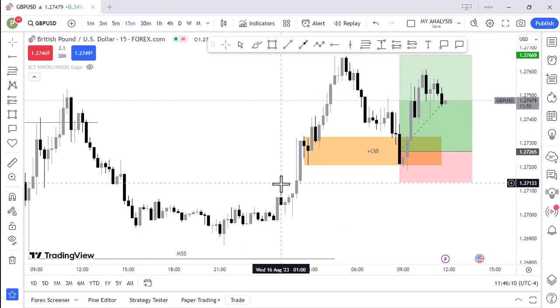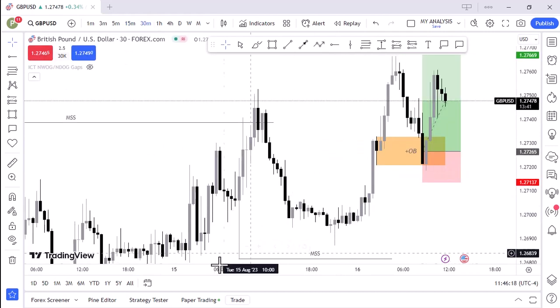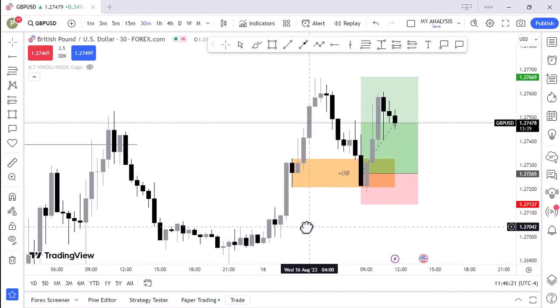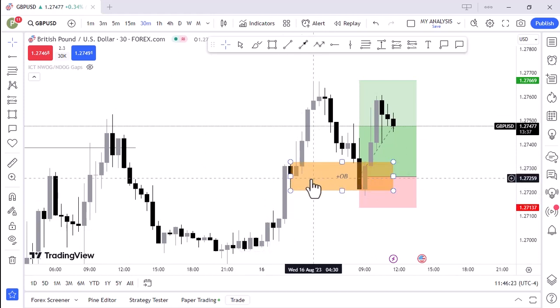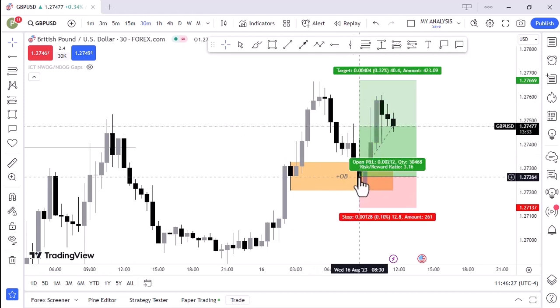Now the fourth trade of the day is the GBP USD. I was looking at this order block here, which is still currently running right now. I was looking at this order block here. As you can see, it came down nicely.